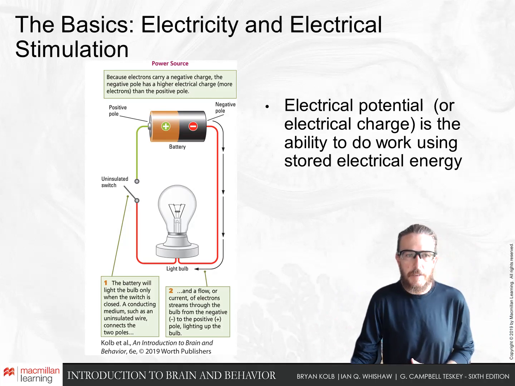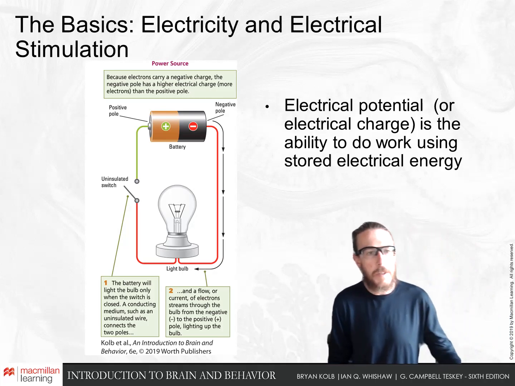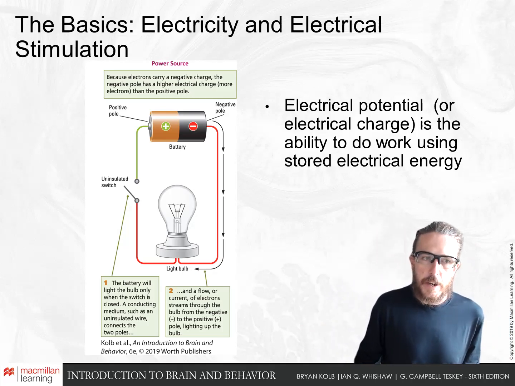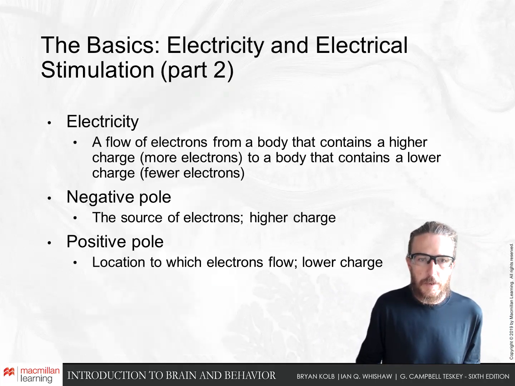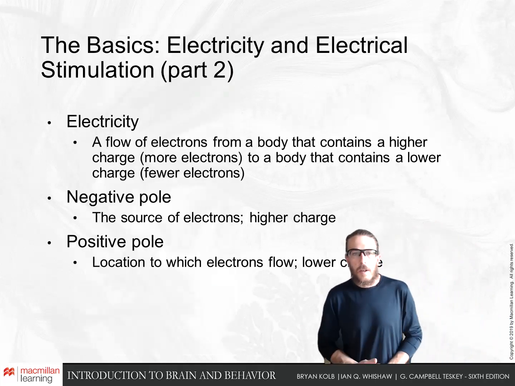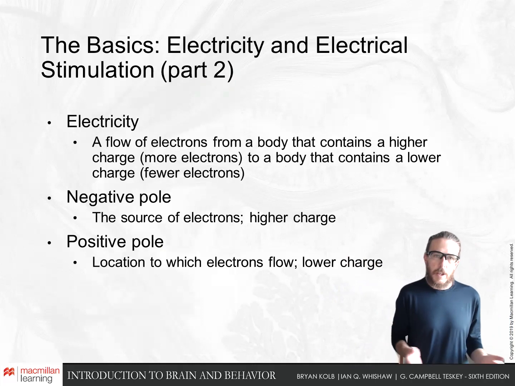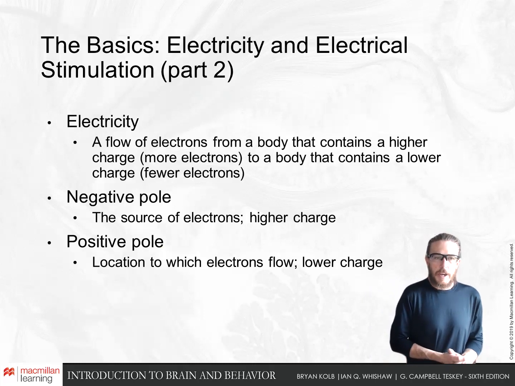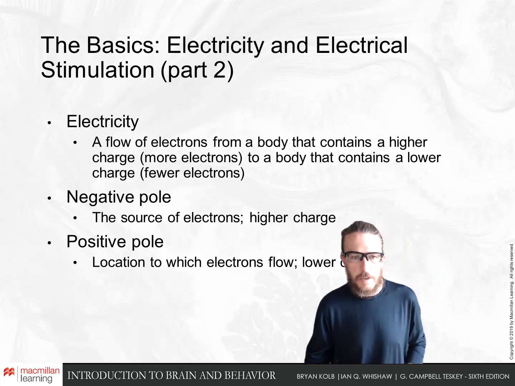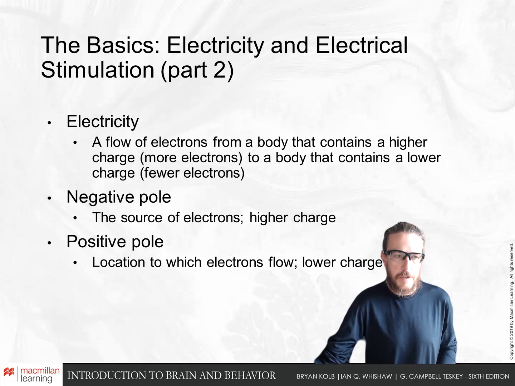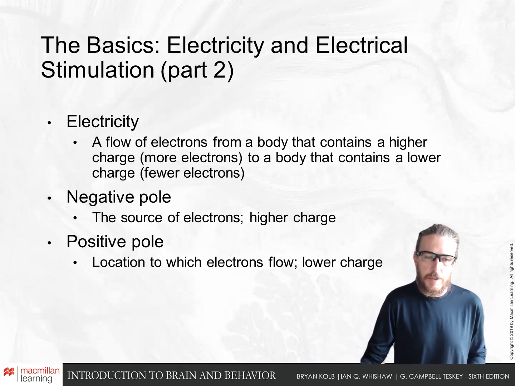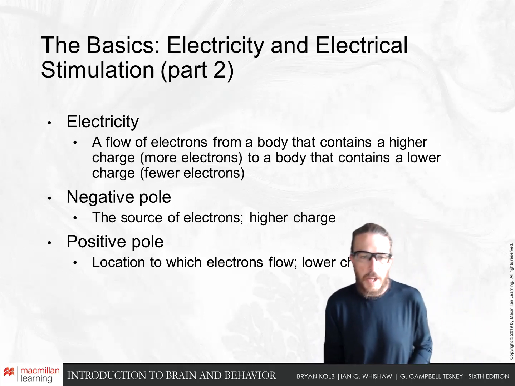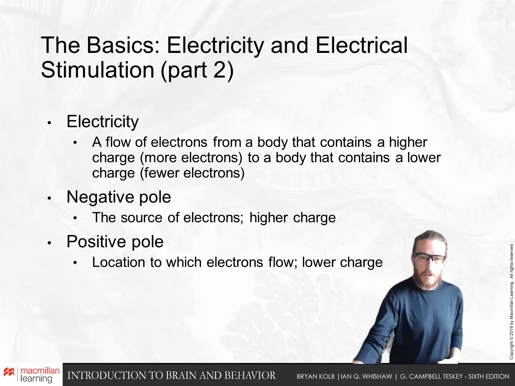So a battery has electrical potential because it has this buildup of negative ions that want to move to a positive location. So electricity is a flow of electrons from a place where there's more to a place where there's fewer. The negative pole is the source of those electrons. And we say it has a higher charge, and the positive pole is where they're flowing to, or the sink, and we say it has a lower charge.